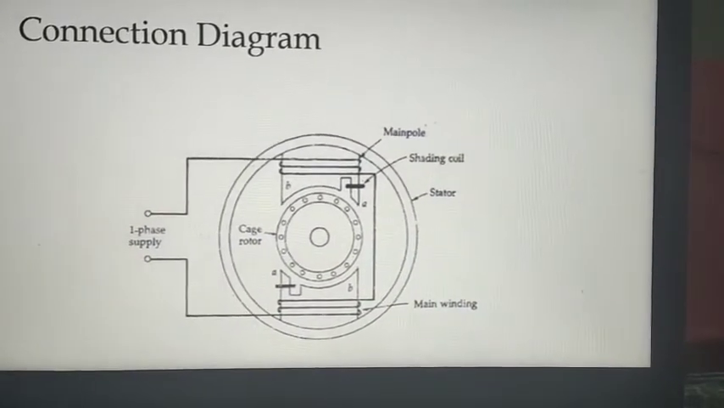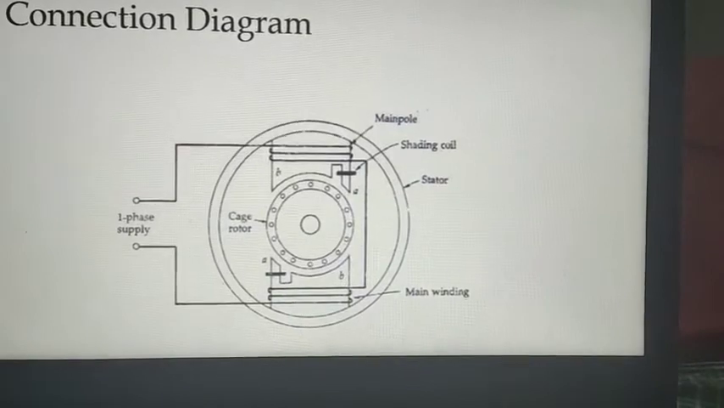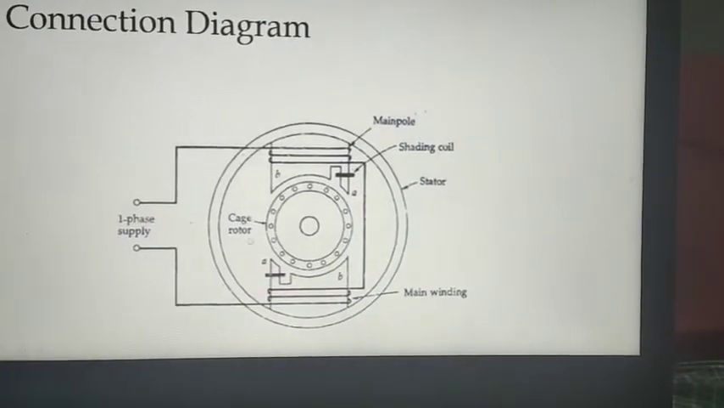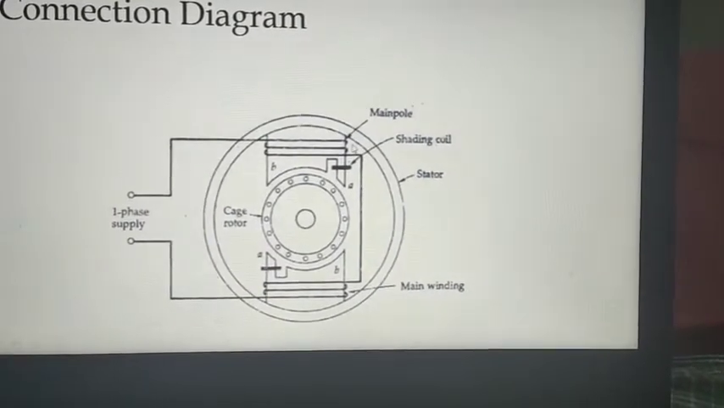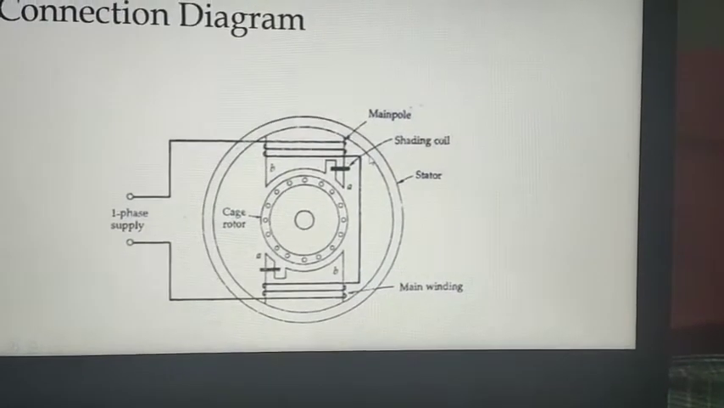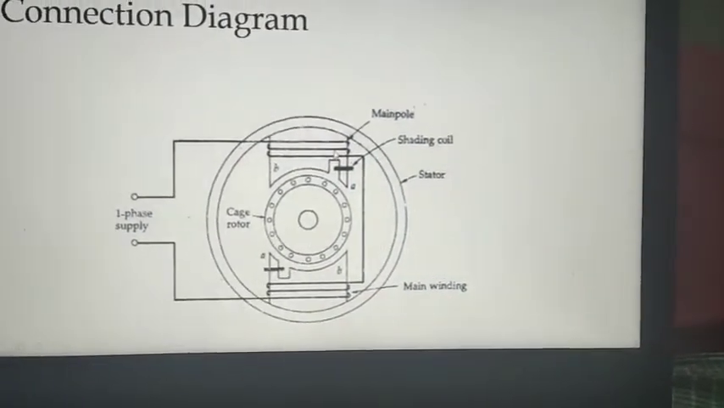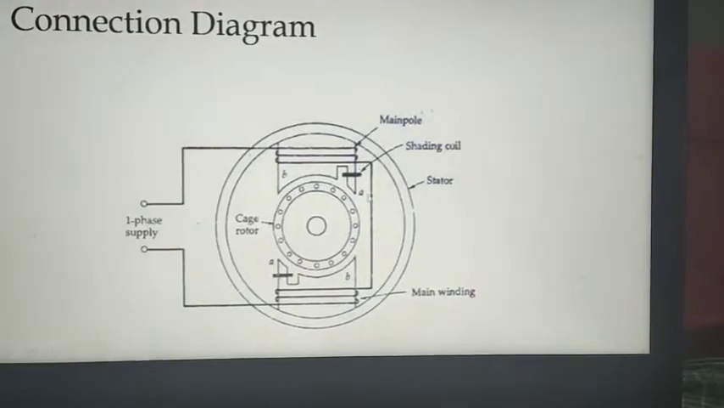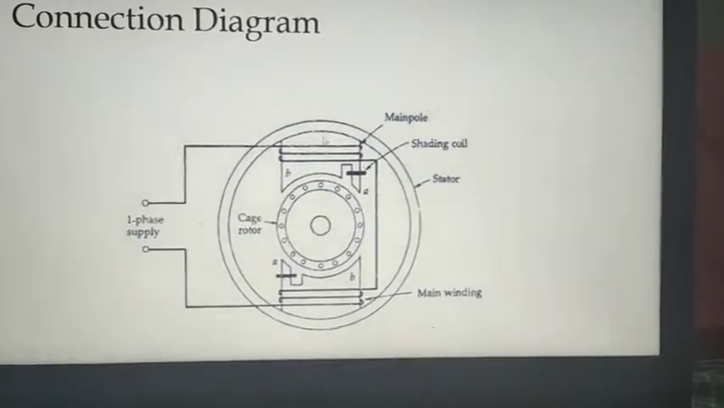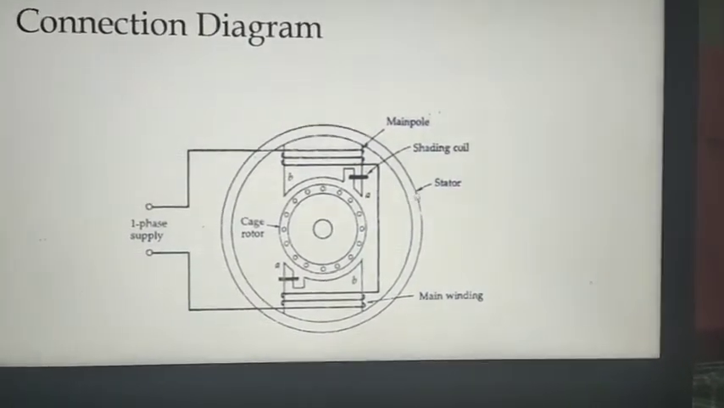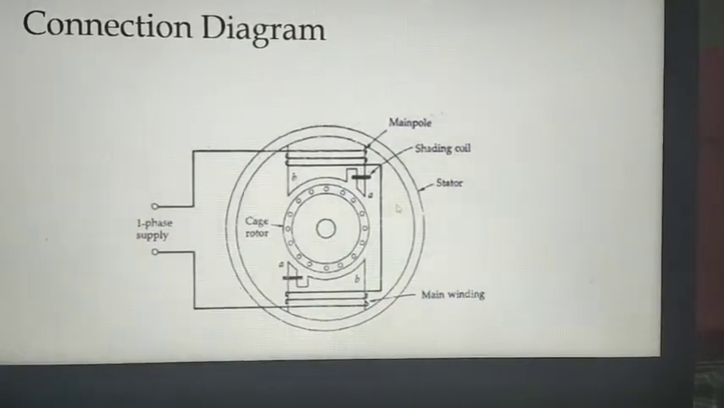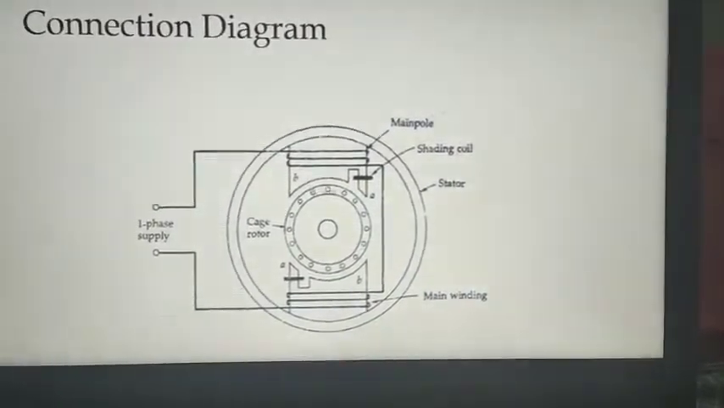This is a circuit diagram of the shaded pole induction motor. Here we have two things, one is the main pole and the second one is the shading coil. This one is the main pole, this one is the shading coil, and these windings are the main winding. So this part is the stator part. It is a projected pole, so it will be like this.